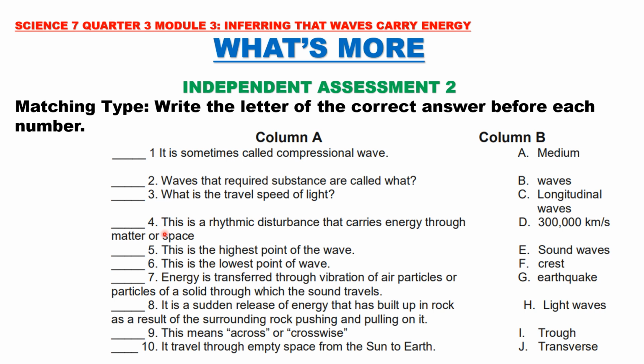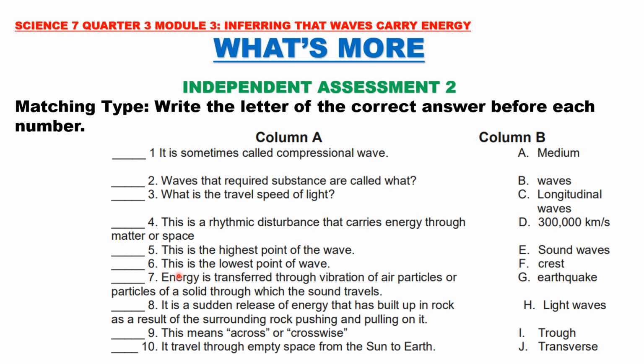4. This is a rhythmic disturbance that carries through matter or space. 5. This is the highest point of a wave. 6. The lowest point. 7. Energy is transferred through vibration of air particles or particles of a solid through which the sound travels. 8. It is a sudden release of energy that has built up in rock as a result of the surrounding rock pushing and pulling on it.